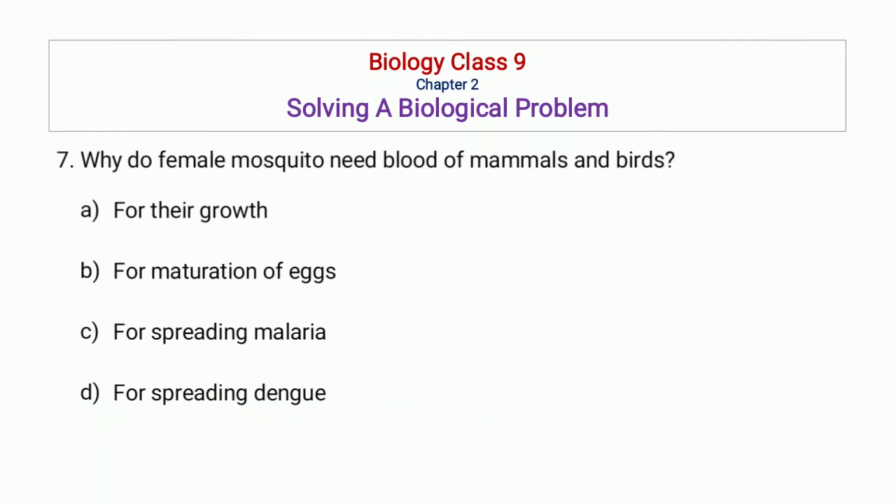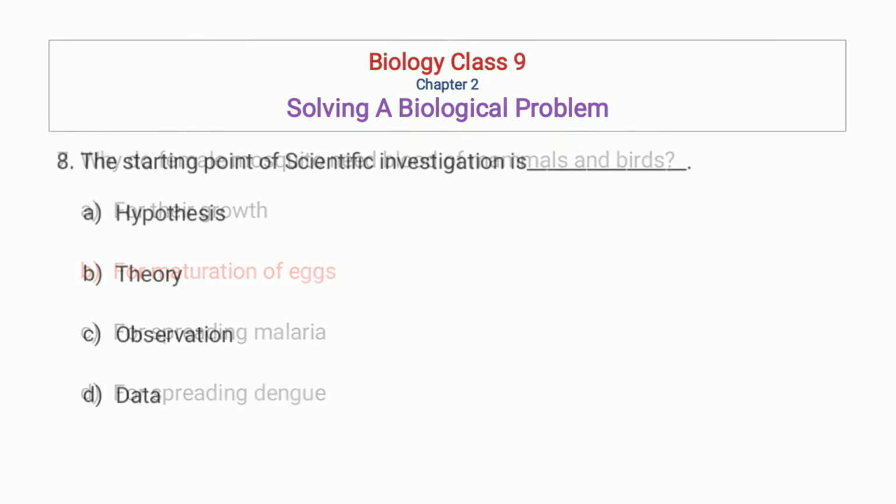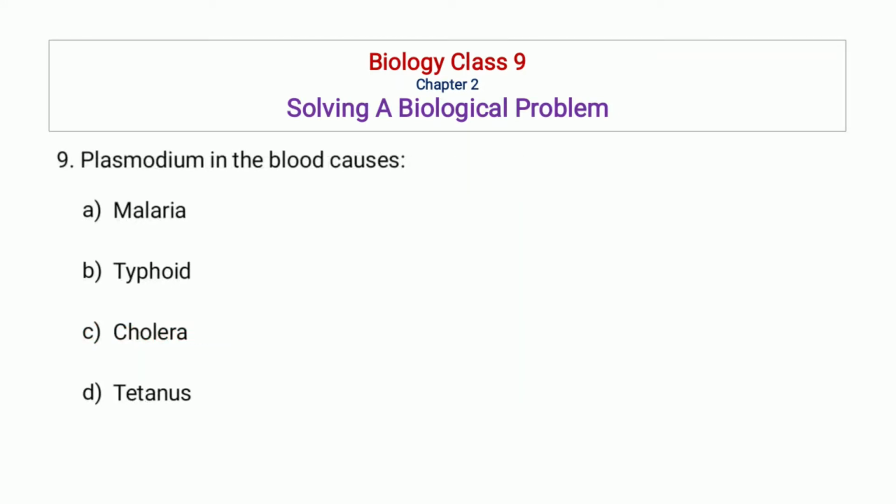Why do female mosquitoes need blood of mammals and birds? The options are: for their growth, for maturation of eggs, for spreading malaria, for spreading dengue. The correct option is for maturation of eggs. The starting point of scientific investigation is: hypothesis, theory, observation, data. The correct option is observation. Plasmodium in the blood causes: malaria, typhoid, cholera, tetanus. The correct option is malaria.